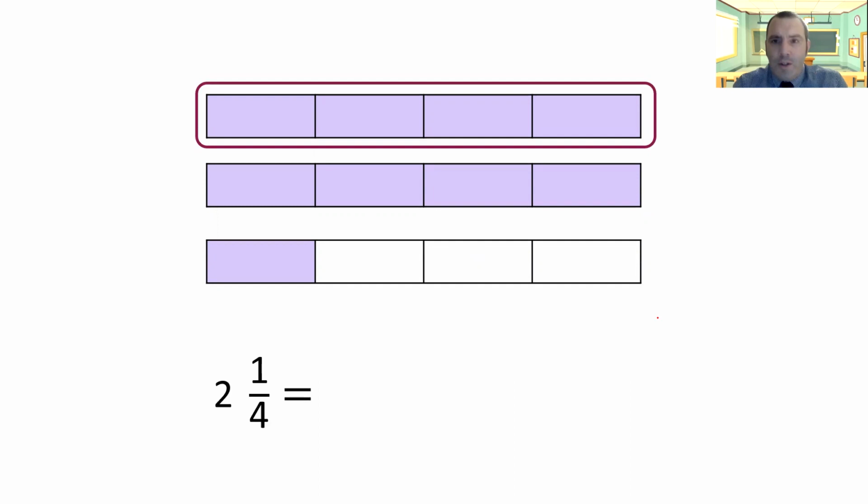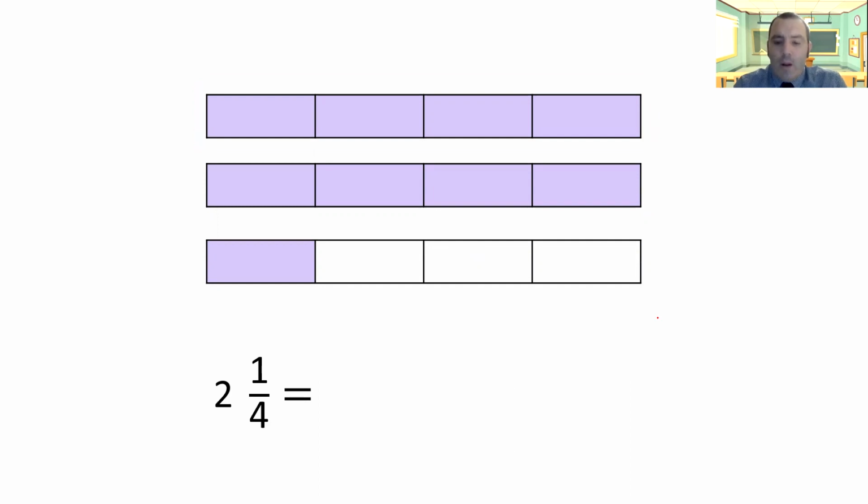Each bar's in 4s. So I've got 4 out of 4. So I've got 1 full bar at the top. I have another full bar. So it's 4 out of 4 again. So we're looking at how we convert it into an improper fraction. And we've got 1 out of 4, 1/4 at the bottom.